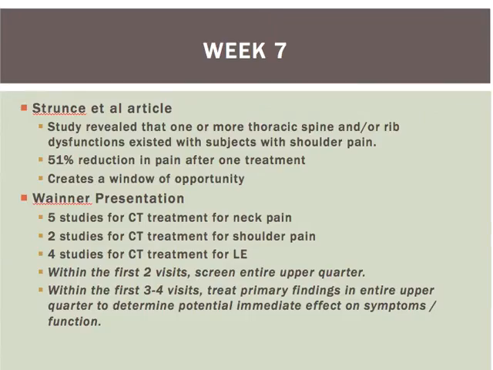Okay, so in the Strunk article, it's a great article, and it revealed that one or more thoracic spine and/or rib dysfunctions exist in subjects with shoulder pain. So hopefully you're treating the thoracic spine, right? I've certainly shown that Strunk article to other people. They had a 51% reduction in pain after one treatment of just not even targeting the shoulder.